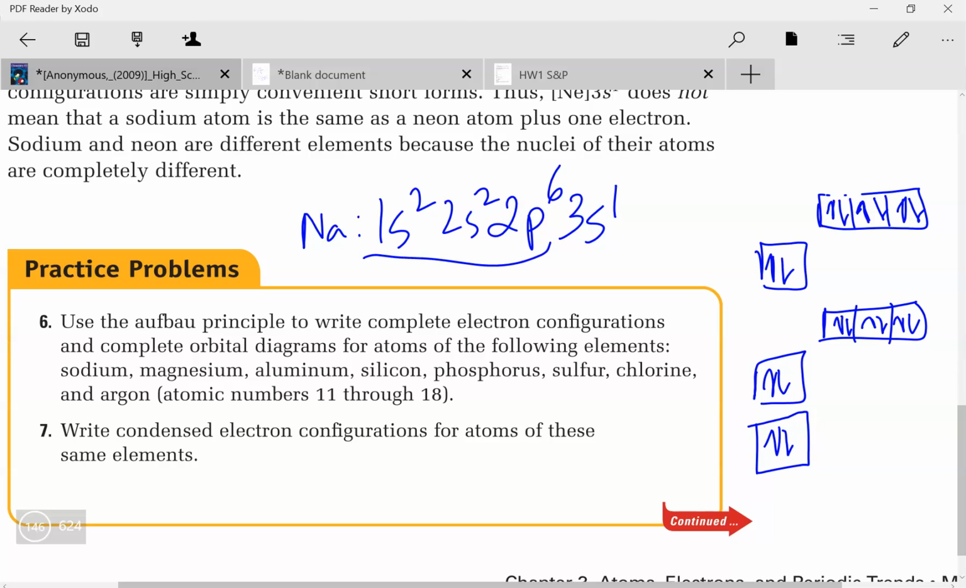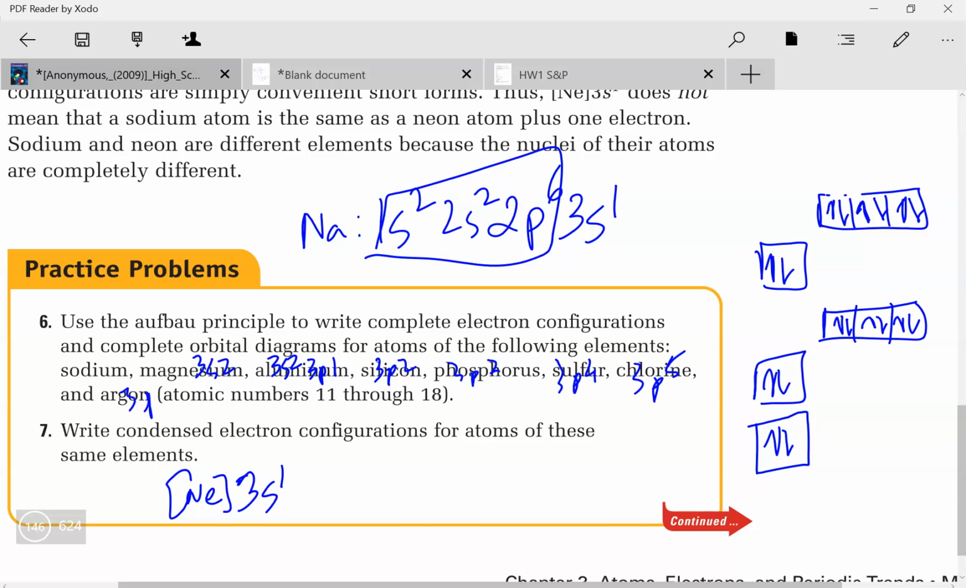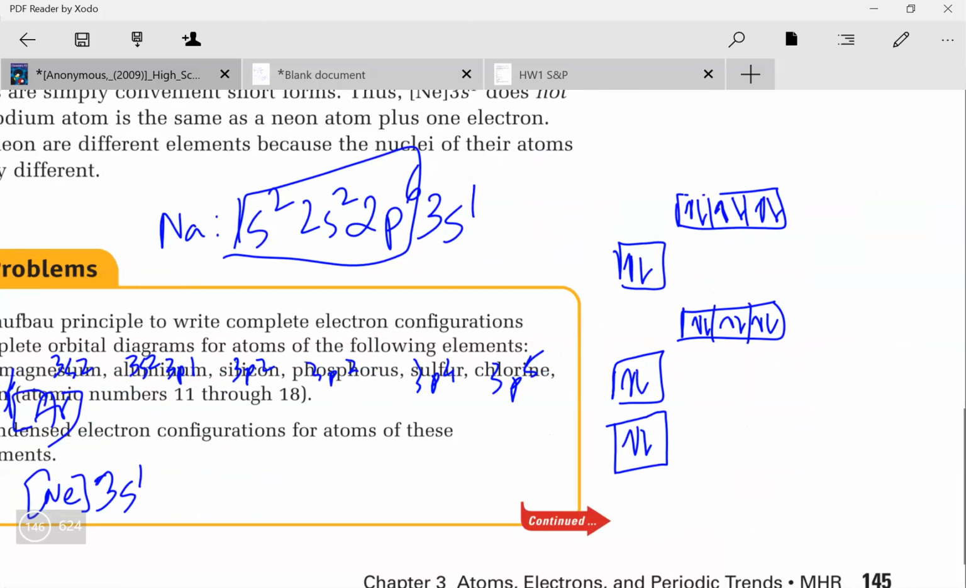Condensed electronic format, you know that all of this is neon. So for sodium, it would be neon 3s1. For magnesium, it would be neon 3s2. Aluminum, neon 3s2, 3p1. Neon 3s2, 3p2, 3p3, 3p4, 3p5, 3p6. Or just argon, really. You could just say argon. I don't really care. But that's that. Those are the condensed electronic configurations.